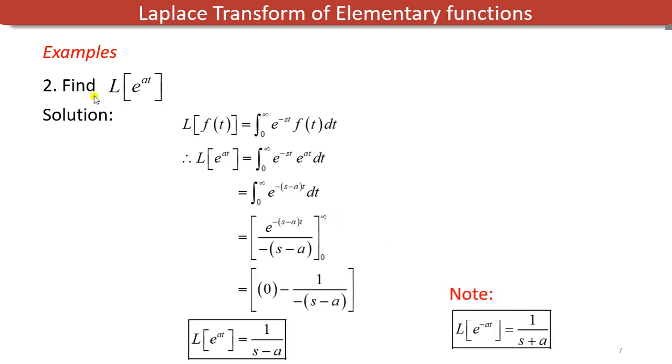The second example, find L of e power at. Solution. By definition, L of f of t is equal to integral 0 to infinity e power minus st f of t dt. So we can substitute f of t is equal to e power at. So then the integral becomes 0 to infinity e power minus st e power at dt. So we simplify the power, we can get e to the power minus of s minus a t. Then we can integrate with respect to t, we can get e power minus of s minus a into t by minus of s minus a.